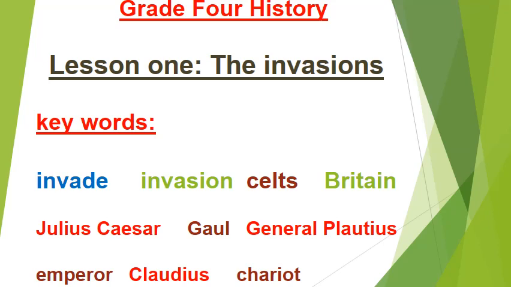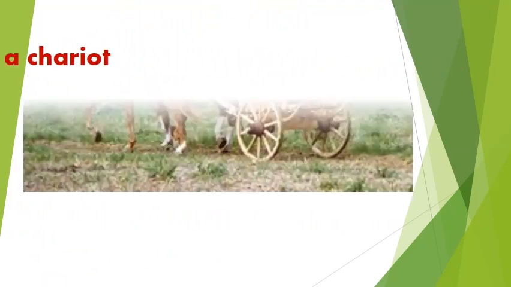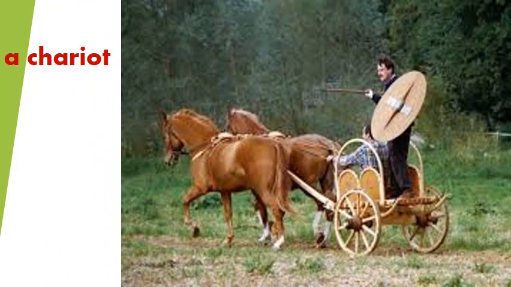The last word in our keywords for this lesson is the word chariot. What is a chariot? A chariot is a small car with two wheels that is pulled by horses. This is a chariot.